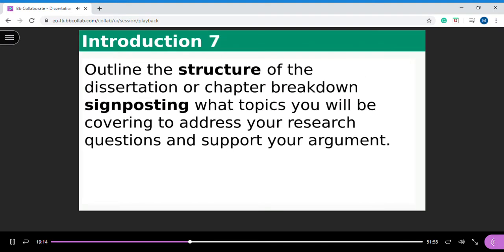It's also, in your introduction, really important to provide an outline structure for the dissertation, or a chapter breakdown, signposting what topics you'll be covering in each chapter in order to answer your research question and support your argument. So to help the reader out, you've set out: I'm looking at this subject, this is what approach I'm going to use to look at it, this is why it's worth doing, this is where I stand on it. And then you say, in order to support this argument, chapter 1 does this, chapter 2 does this, and chapter 3 does this. So just give us an overview of what you're going to do in each section.